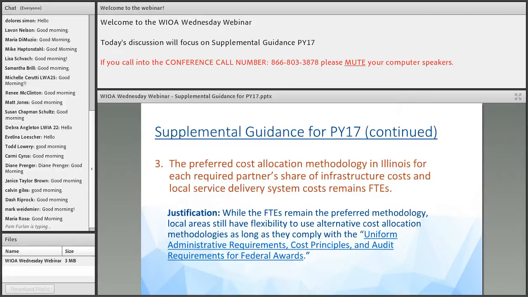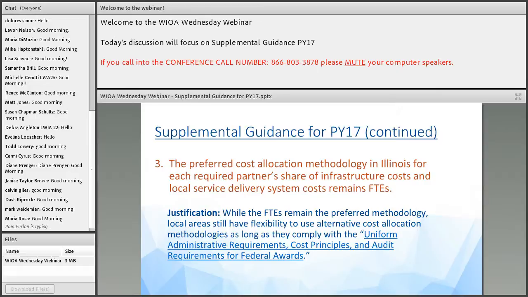But I should have noted that all that could change for the program year starting July 1, 2018. So the infrastructure funding requirements could expand to affiliate sites on July 1, 2018. That's just something to be aware of.